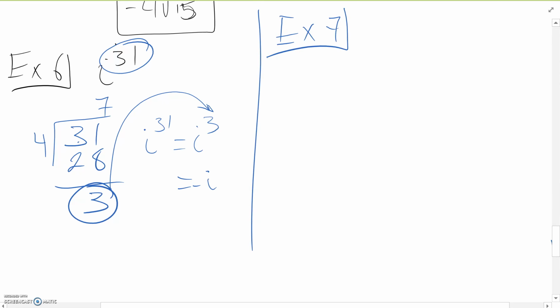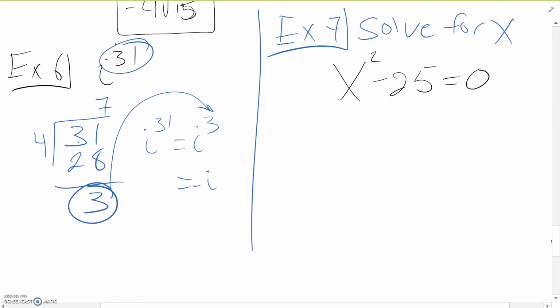Example 7. This is where we're going to be solving for x. This particular one isn't going to have an imaginary value, but it's a good setup because it's a lot like this. You guys forget this all the time, or your teacher didn't teach you well enough, but that's okay. x squared minus 25 equals 0 is the problem we're dealing with.